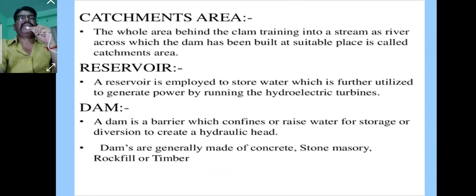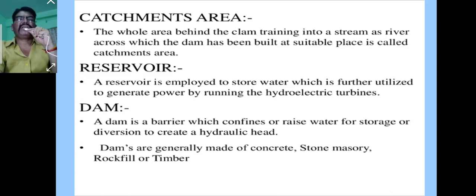So what is catchment area? The whole area behind the dam, draining into the stream or the river across which the dam has been built at a suitable place, is called the catchment area. The next equipment is the reservoir. Reservoir is employed to store water which is further utilized to generate power by running the hydroelectric turbines.